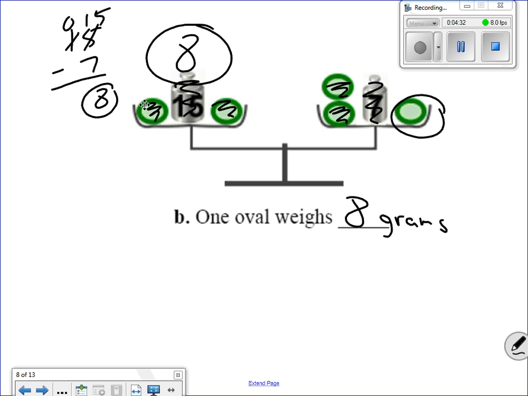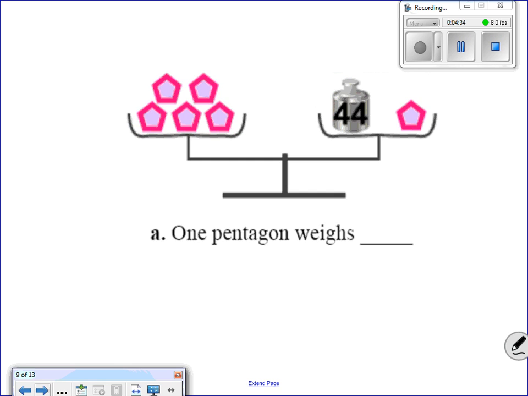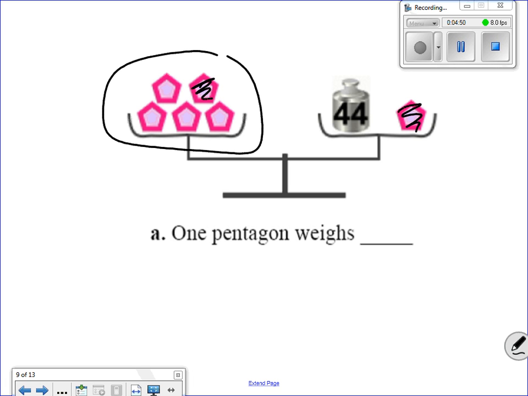That's how you do these problems, kids. They're pretty easy. They're pretty fun. Another one. I have 44 grams on one side, and I have pentagons. 1 pentagon weighs how much? Well, I can't cross off any weight over here, but I can cross off 1 pentagon here because I have 1 over here. Now I'm left with 4 pentagons over here, and I have 44 grams.